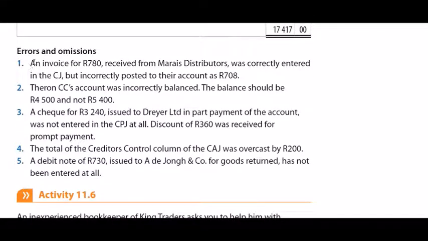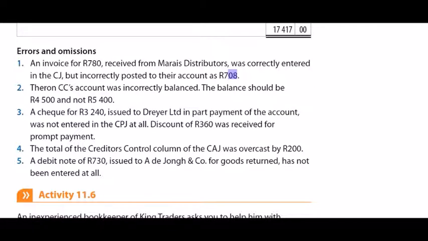The first one said, an invoice for 780 Rand received from Maree Distributors was correctly entered in the CJ. Okay, so the fact that it's correct in the CJ immediately tells you if the journal is correct, the control account is correct. So we just have to fix the list. But incorrectly posted to their account as 708 Rand. In other words, the accountant just swapped the 0 and the 8 when they posted to Maree Distributors account.